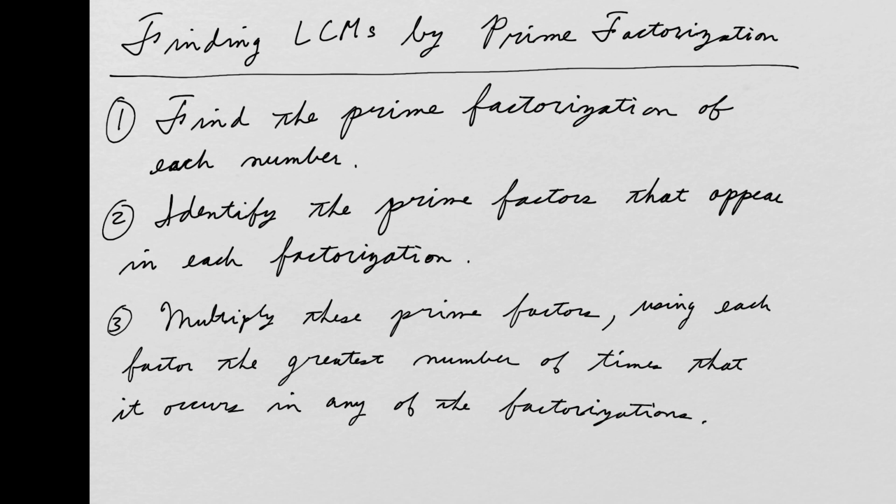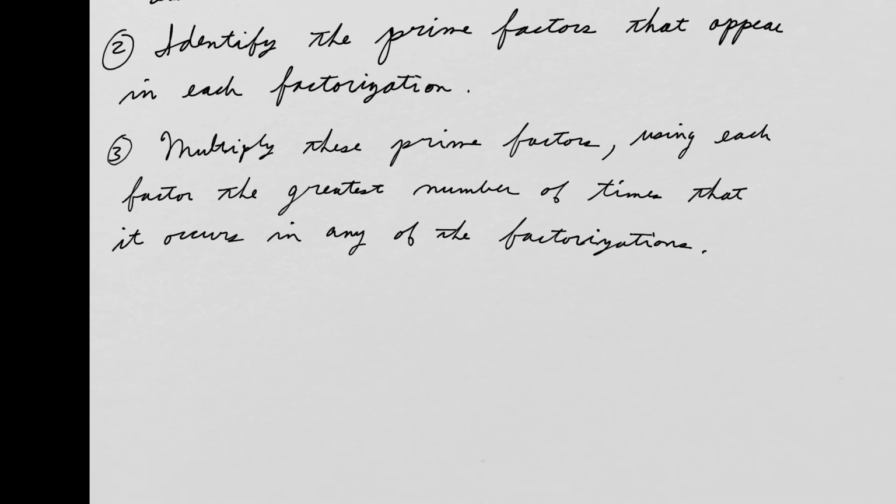Again, the rules are: find the prime factorization of each number. You need to do that first. Identify the prime factors that appear in each of the factorizations. And then multiply these prime factors using each factor the greatest number of times that it occurs in any of the factorizations. Let's do some examples to figure out how this works. Actually, let me start off with the one that we did, with the 10 and 15.